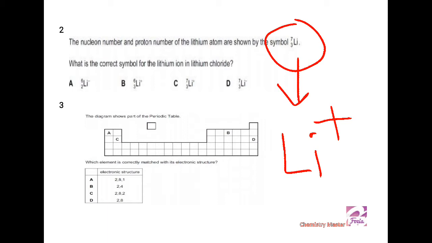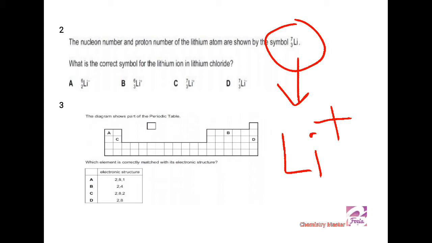MCQ number 3: the diagram shows part of the periodic table. Okay, 4 different positions are mentioned, A, B, C and D. Which element is correctly matched with its electronic structure? Now, if we know the period number and group number of any element in the periodic table, we should predict its number of shells in the element, and how many electrons are present in its valence shell or outermost shell.